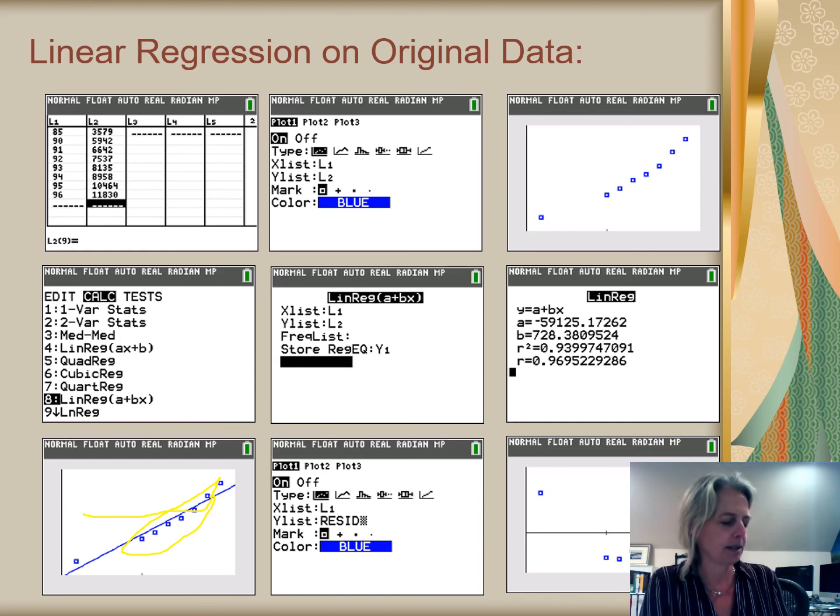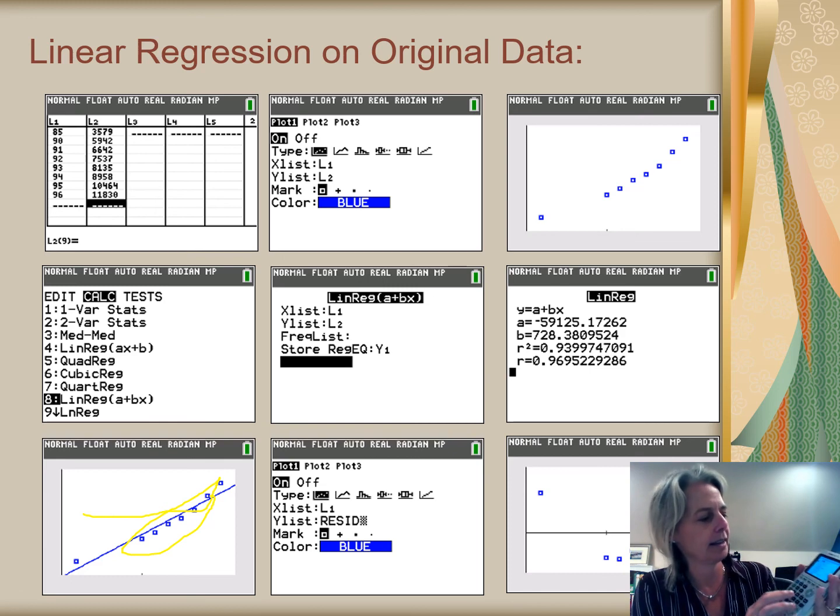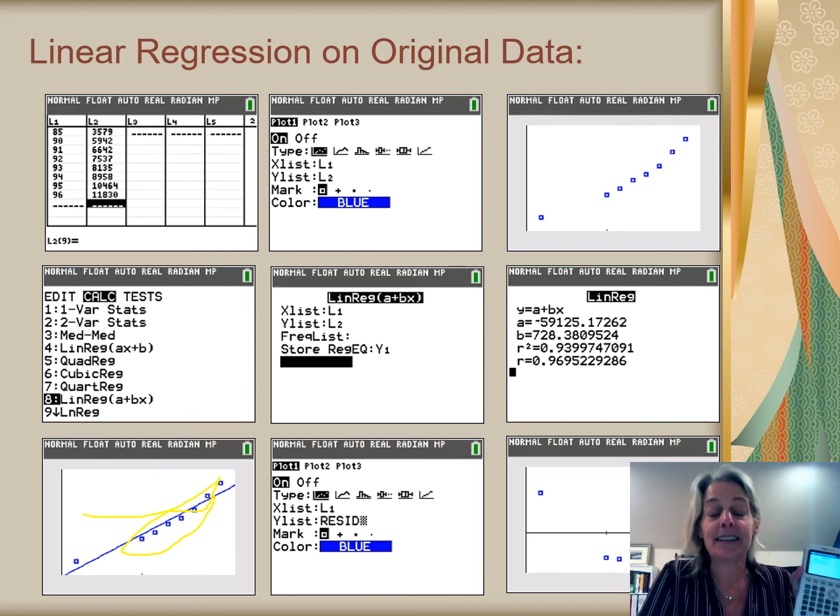So again, to do the regression, remember I'm just doing stat and then go over to calculate and make sure you go down to number 8, linear regression, and then calculate. Okay, so now we're going to compare the linear regression to transformed data and see which model is a better fit.